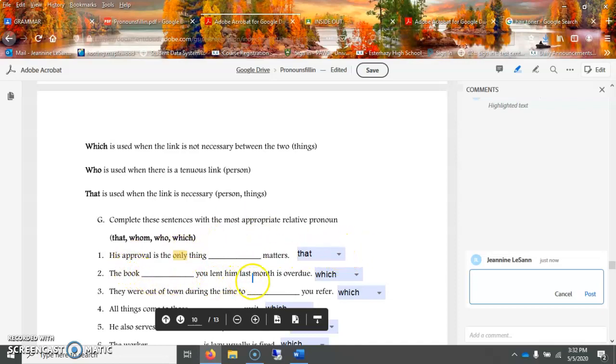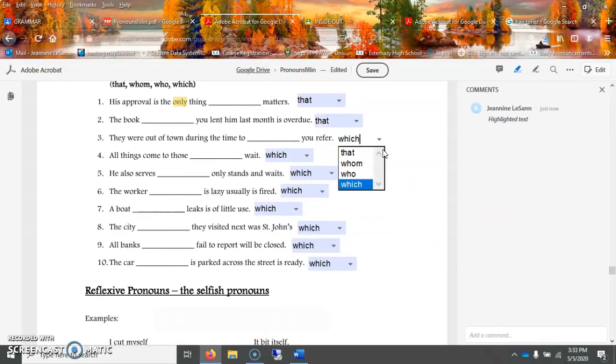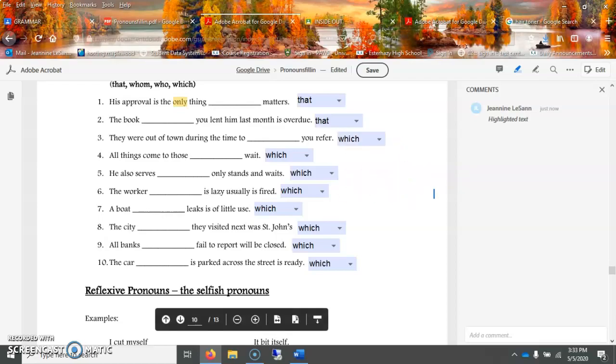Next one, the book blank you lent him last month is overdue. Again, this is between a thing and a person. So in this case, it is again also that. The book that you lent him last month is overdue. Next one, they were out of town during the time to blank you refer. To that you refer, to which you refer, to whom you refer? In this case, it is which, to which you refer.